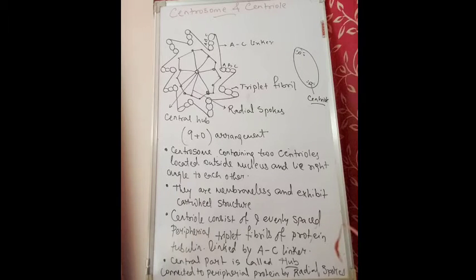And the main functions, if you are asked: as I told, they help during cell division by forming the astral rays. So the first important function is that it helps in the formation of the astral rays during cell division, and another function is that the centriole helps in the formation of cilia and flagella. So these are the two important functions performed.